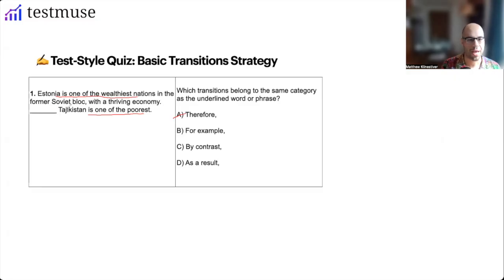It's not because Estonia is wealthy that Tajikistan is poor, right? We don't have any proof of that here. This isn't an example of the fact that Estonia is wealthy. It is a contrast. By the way, "therefore" and "as a result" do the same thing. And if you see that pattern, you can eliminate both. So "as a result" is also cause and effect like "therefore."